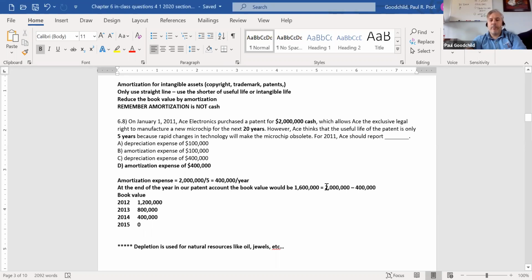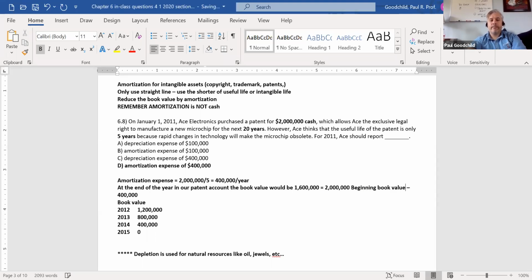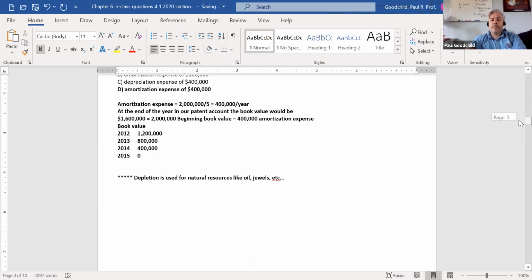So the 1.6 million comes from, you have the $2 million purchase price, which is our beginning book value. Less the 400,000 amortization expense. Okay. All right.